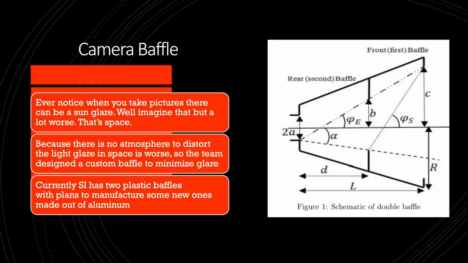Some other parts of our system that aren't part of the algorithm, we have our camera baffles. This is to help reduce the sun glare, which if you take photos, you know it can be a problem here on Earth. In space, it's a lot worse because we don't have the atmosphere. So we have these custom baffles. This here is our schematic. This side here on the left is going to be with our camera lens, and that's going to go out on the larger opening there.